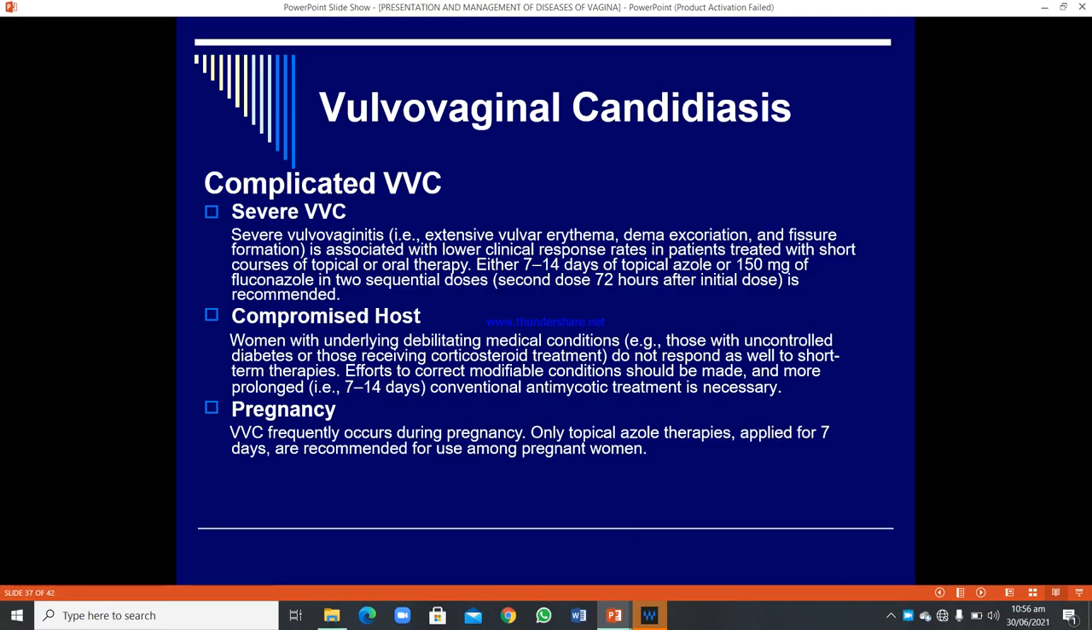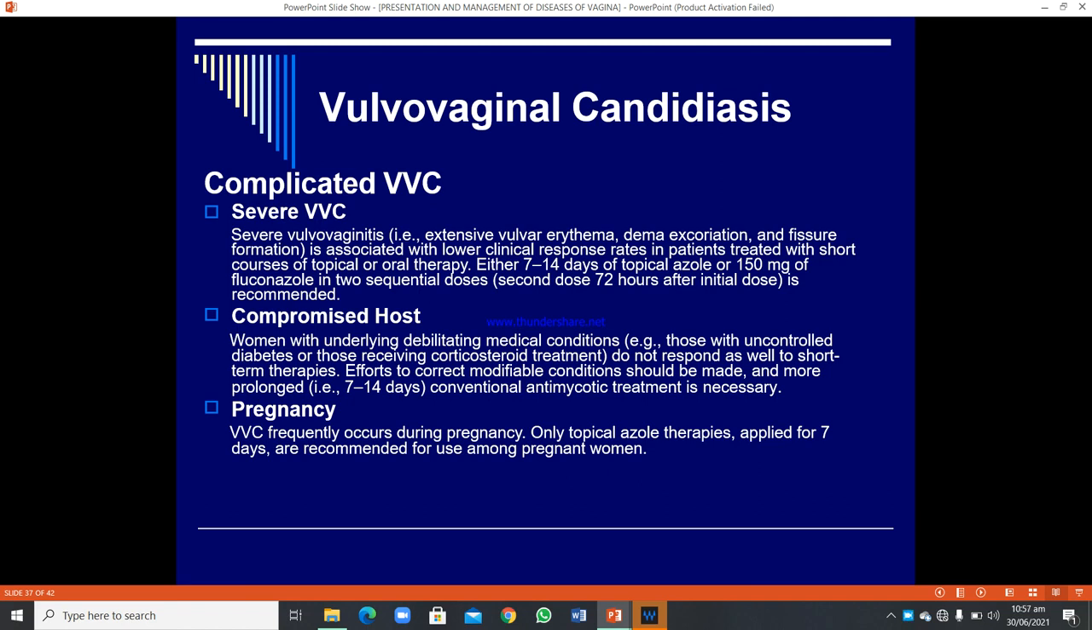Compromised host. Women with underlying debilitating medical conditions, for example those with uncontrolled diabetes or those receiving corticosteroid treatment, do not respond as well to short-term therapies. Efforts to correct a modifiable condition should be made, and more prolonged, for example 7 to 14 days, conventional antimycotic treatment is necessary.